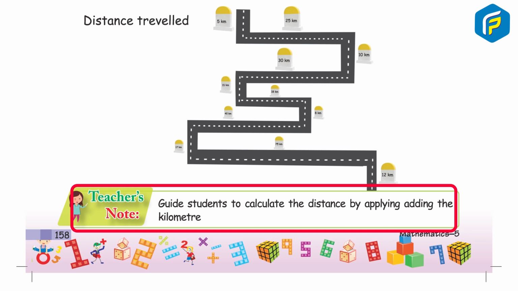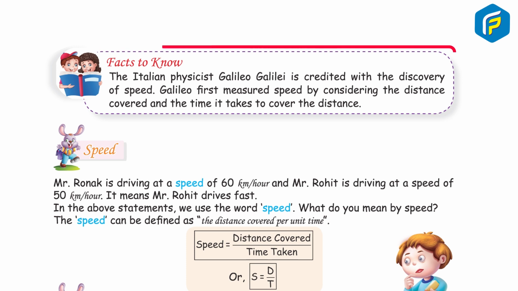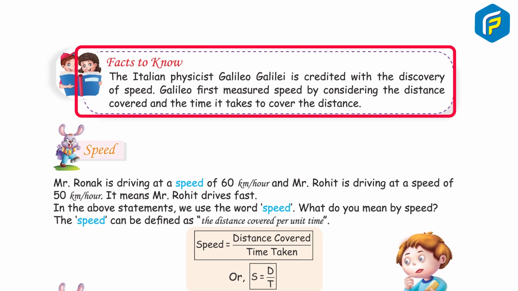Teacher's note: guide students to calculate the distance by adding the kilometers. Facts to know: the Italian physicist Galileo Galilei is credited with the discovery of speed. Galileo first measured speed by considering the distance covered and the time it takes to cover the distance.